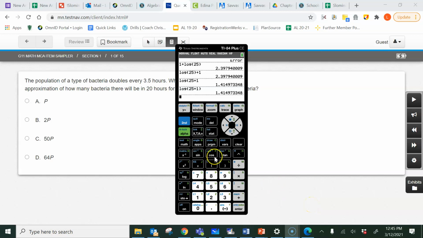So first I need to put my parenthesis. If I don't put this parenthesis, that's going to be a problem. So I do e to the 4th. I'm in the exponent, I have to get out. So right arrow key, minus 3.